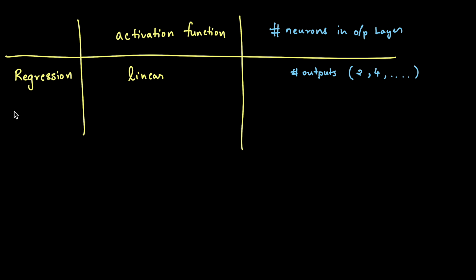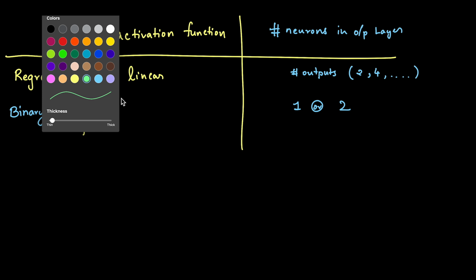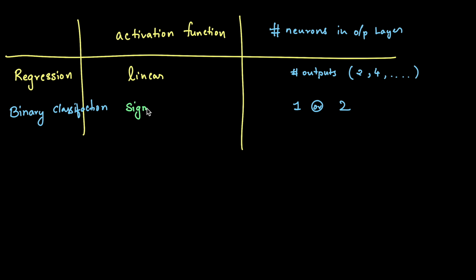And after regression, the next problem is binary classification. In binary classification, the number of neurons in the output layer can be either 1 or 2. If it is 1, what is the activation function that we'll be using? If you remember, the activation function that we'll be using is sigmoid. This we have used in logistic regression as well. Please try to remember all the things that we have discussed in the previous videos, then it will be more clear.